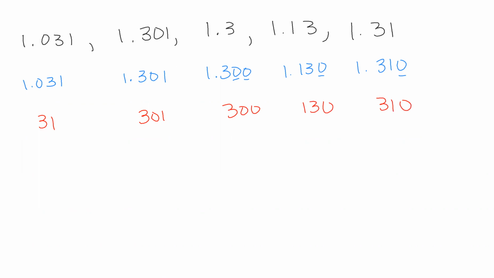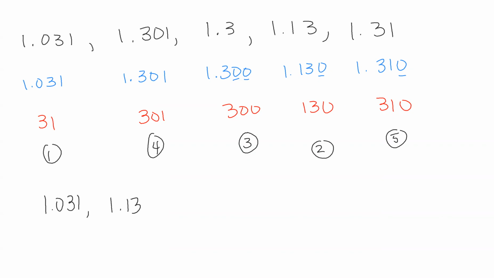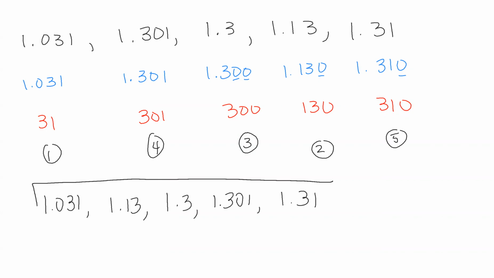Okay, so smallest to largest, our smallest number is 31. Our second smallest number is 130. And then we have 300, 301, and 310. So let's put those numbers back in order, but we're going to put the original numbers in order. So I get 1.031, 1.13, 1.3, 1.301, and then finally 1.31. And that is from smallest to largest.